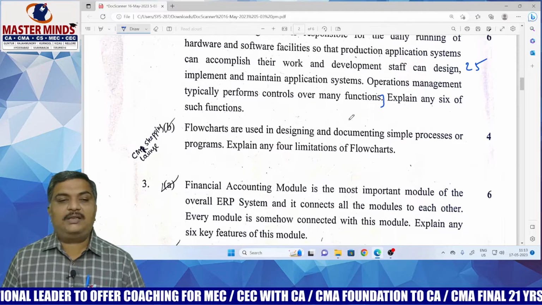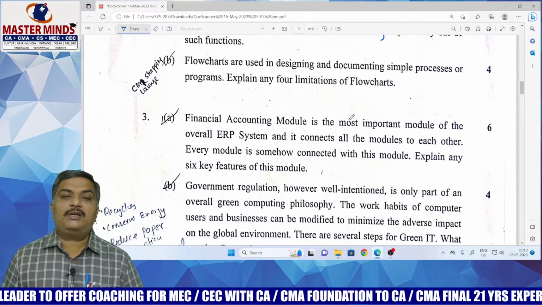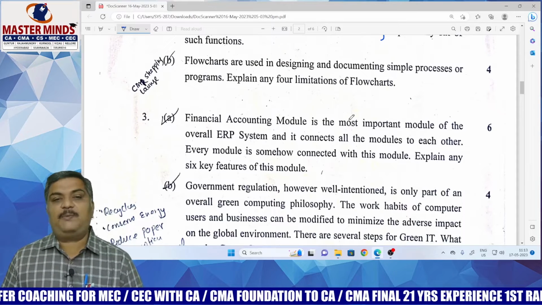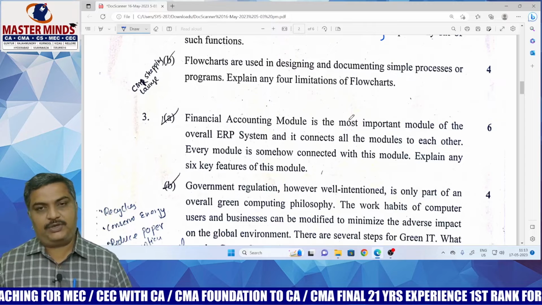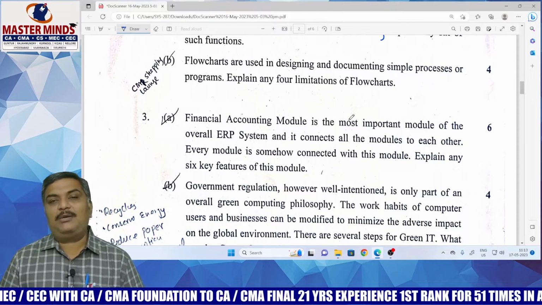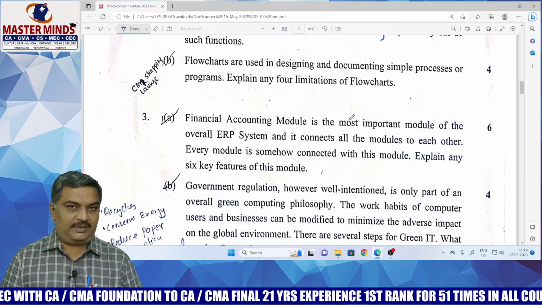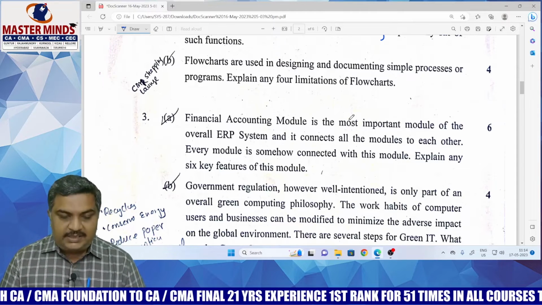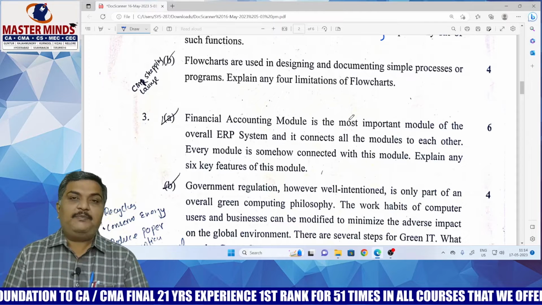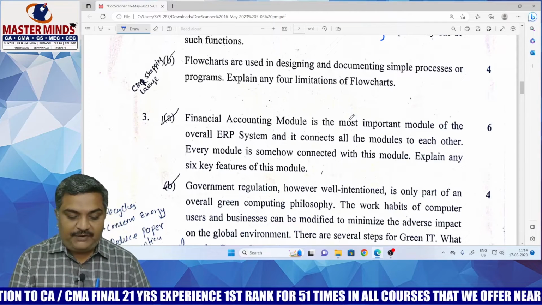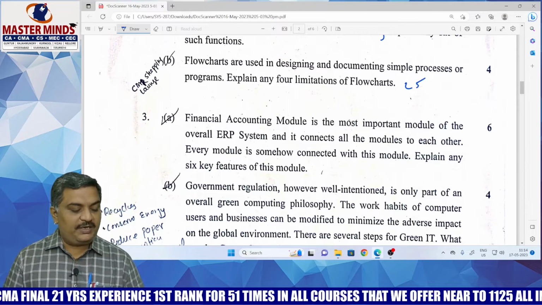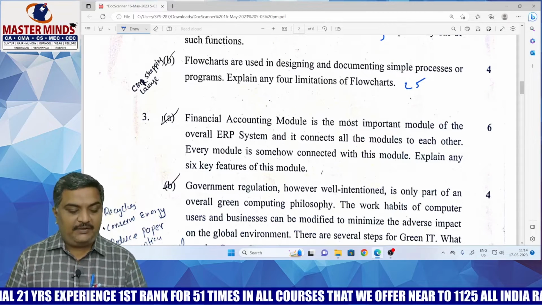And now look at another important question. Flowcharts are used in designing and documenting simple processes or programs. Explain any 4 limitations of flowcharts. See, flowcharts are very important diagrammatic representations of processes, and this question is from Business Process Automation and its Risks, and again this is question number 25 in our material, in business process automation and its risks.